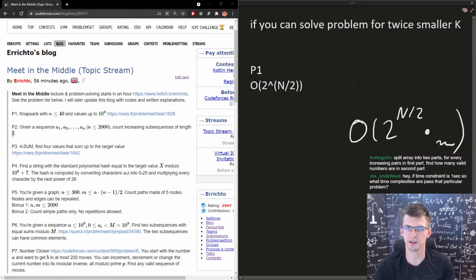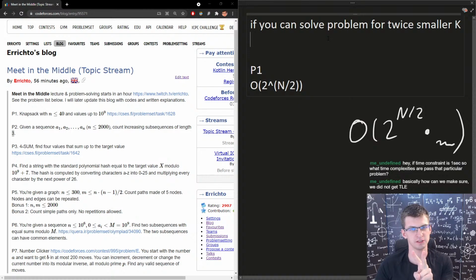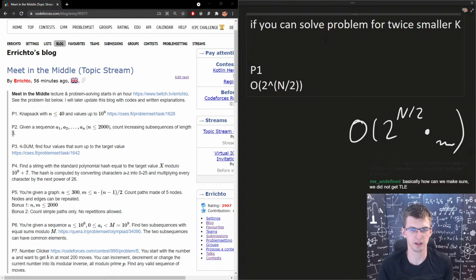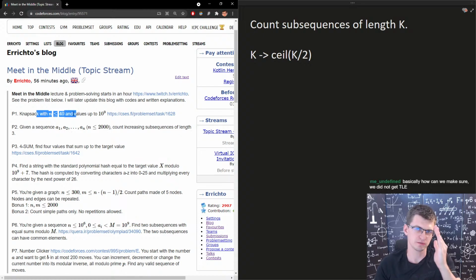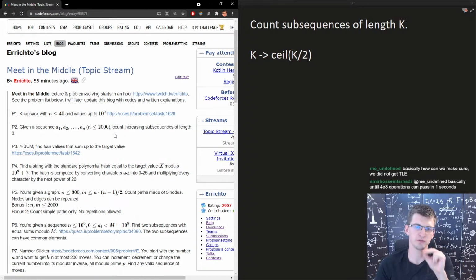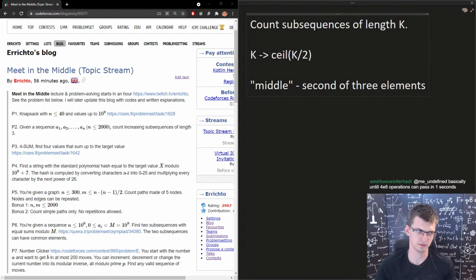So the condition is satisfied, because if k is twice smaller, so instead of 3 elements I'm looking for 2 elements, just a pair of elements, I can do it in n squared. I can just iterate over all pairs of elements and check if they are increasing. Now, meet in the middle here is about looking in the middle. For 40 elements, the middle was 20 versus 20 elements. For 3 elements, the middle is the second of 3 elements. So the middle is the second of the 3 elements that you want to take in this problem. If there were 4 elements, then usually the middle is something between the second and third element.